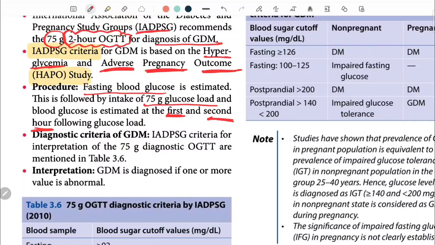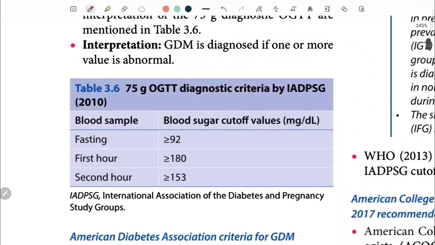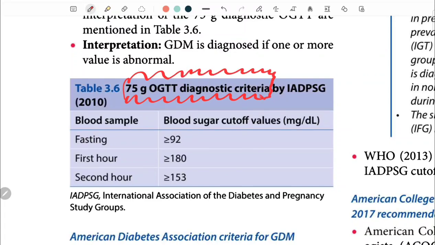Okay, so let's look at the diagnostic criteria of GDM according to the IADPSG criteria. This is the IADPSG 75 gram OGTT diagnostic criteria. All these three values are very, very important and must be known.